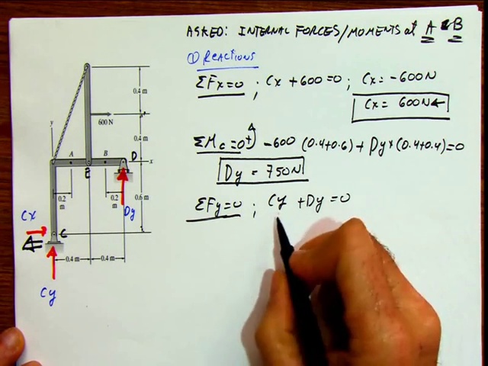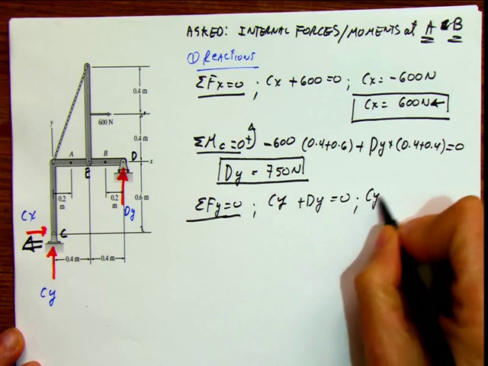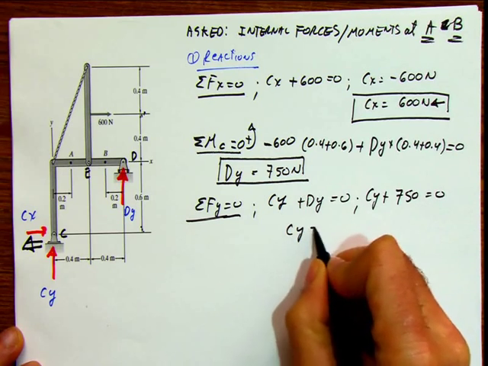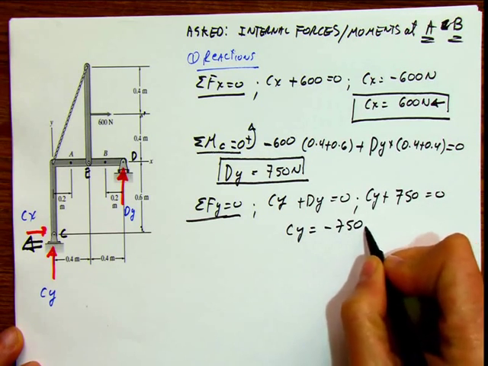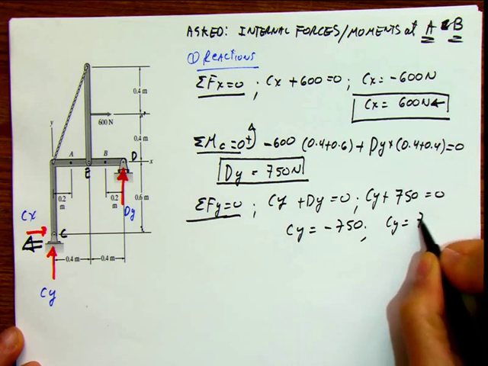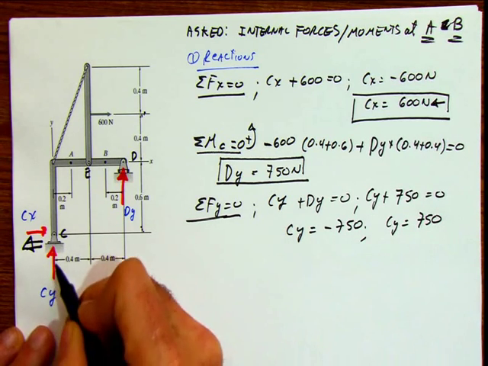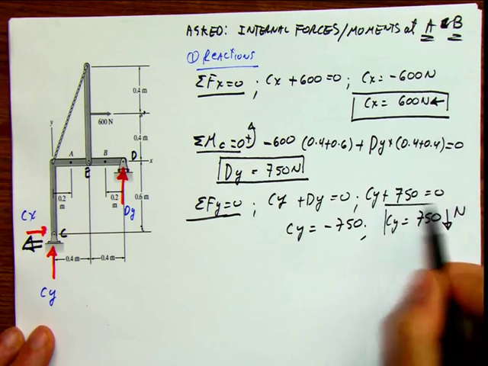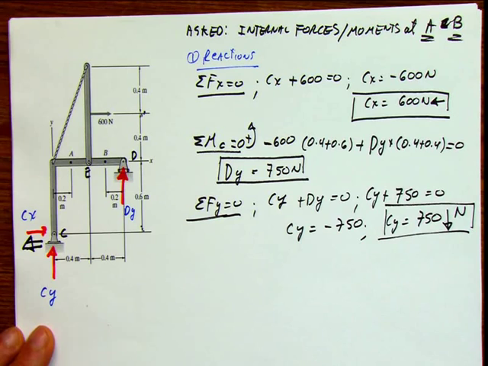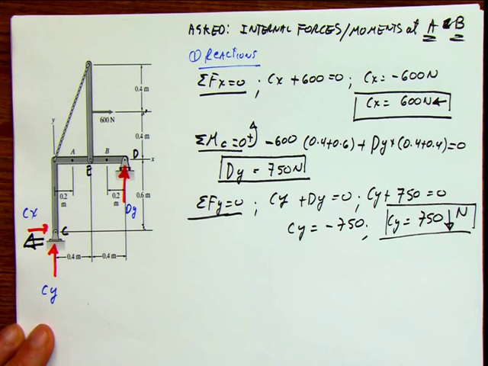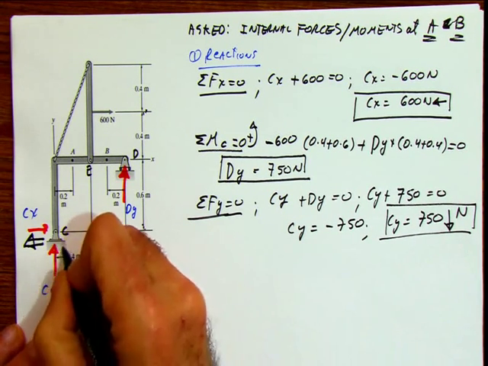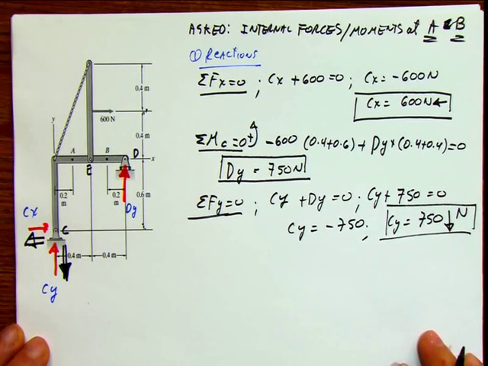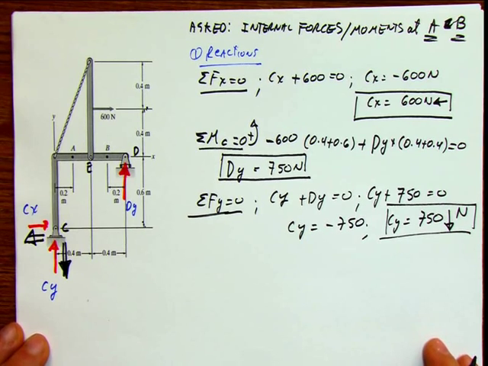Or in other words, Cy plus 750 equals 0, or Cy equals negative 750. Because I assumed it here going up, and it happens that it's negative, it's going to come down. And remember, the units are Newtons. What do we do now? Immediately, once again, immediately when you get that negative sign, change your reaction in your diagram here, because later you might, and you will, forget, trust me.